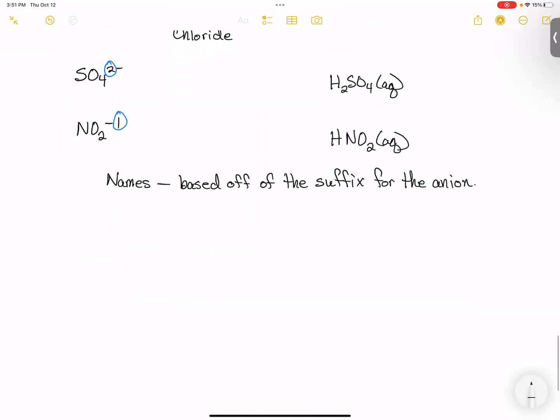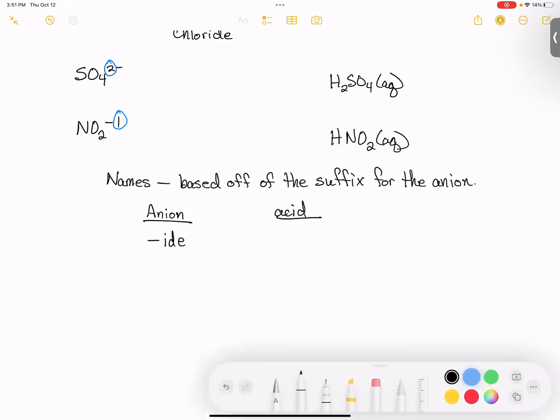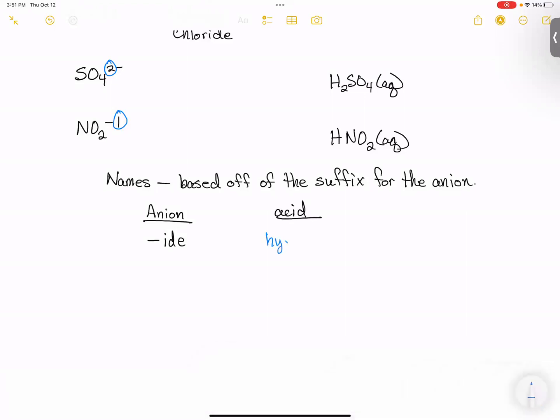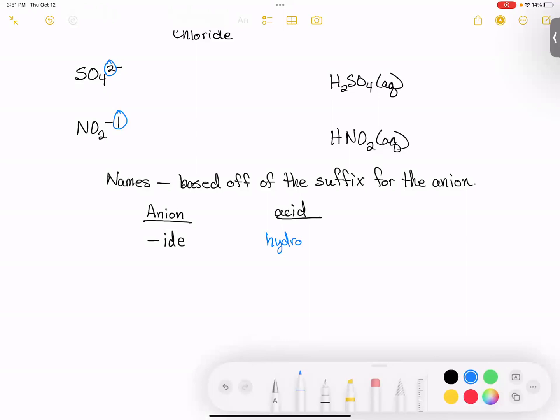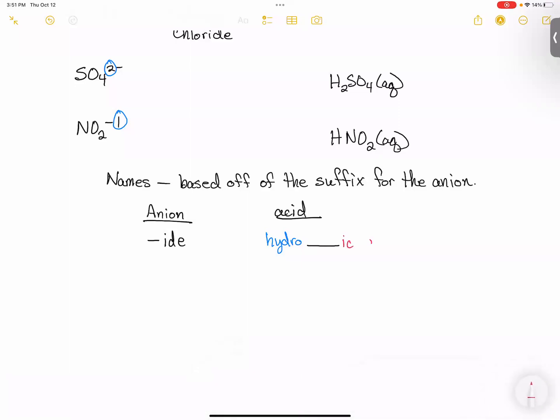And here's where I'm gonna go color happy. Again. Me and my color happy. If the anion ends in IDE, then the acid will have the prefix hydro, followed by the root of the anion, followed by ic acid.